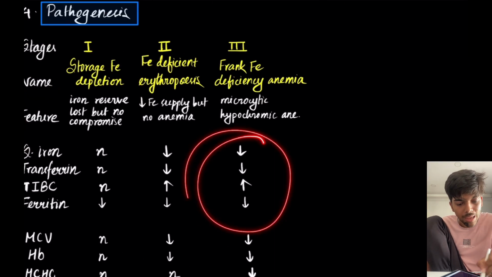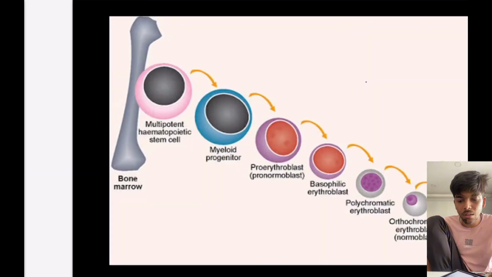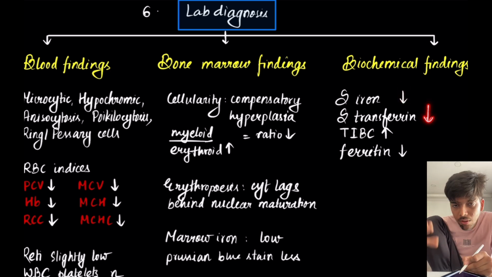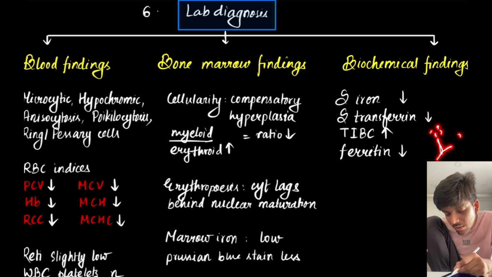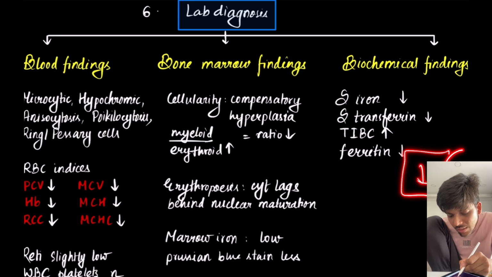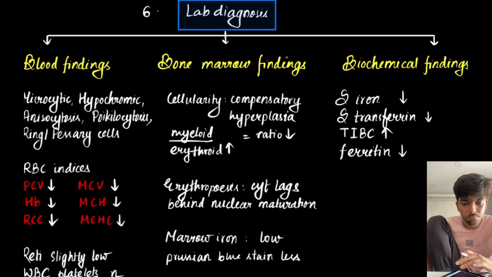In case of pathogenesis, these are the biochemical findings that you are going to get. Obviously, serum iron is going to go down. When serum iron falls, transferrin falls. Transferrin is empty, so total iron binding capacity increases. The stored iron in the liver goes down, so ferritin goes down.